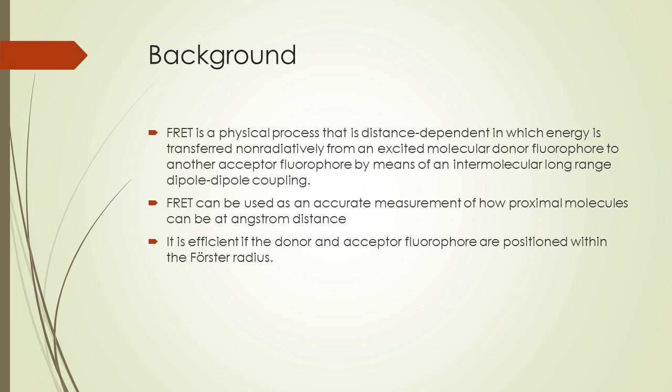It is efficient if the donor and the acceptor fluorophore are positioned within a Forster radius. A Forster radius is the distance at which half the excitation energy of the donor fluorophore is transferred to the acceptor fluorophore, typically between 3 to 6 nanometers.